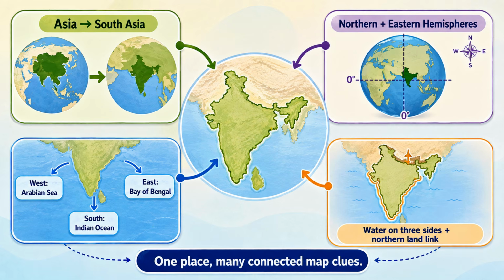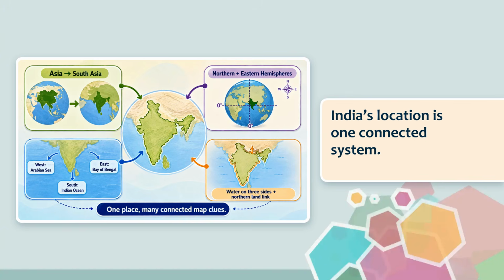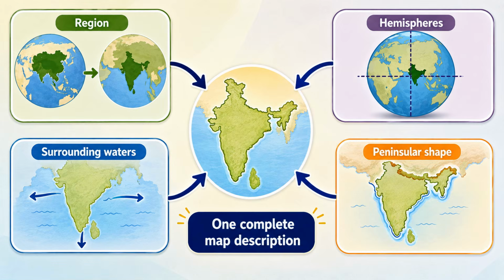India is in Asia and South Asia, in the northern and eastern hemispheres, with named waters around its peninsular shape. The separate clues now connect around one central map. India's location is one connected system. Continent, region, hemispheres, water, and land shape all describe the same place. Organize the evidence from broad location to region, hemispheres, surrounding water and land shape. This sequence creates a clear description and corrects the island and separate ocean misconceptions.